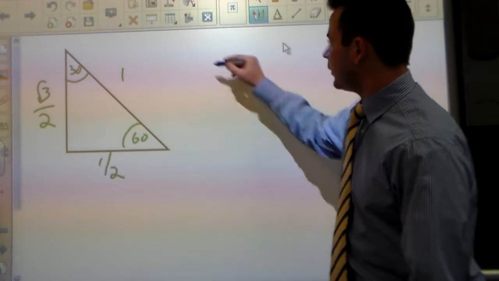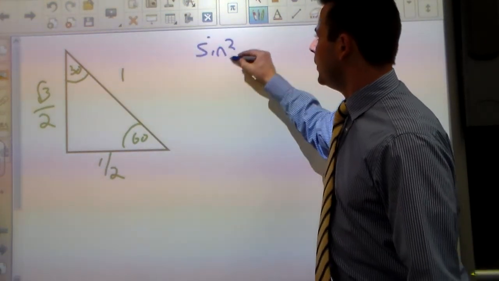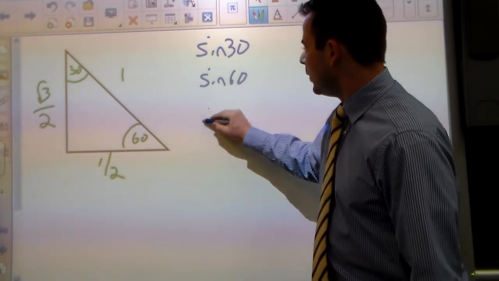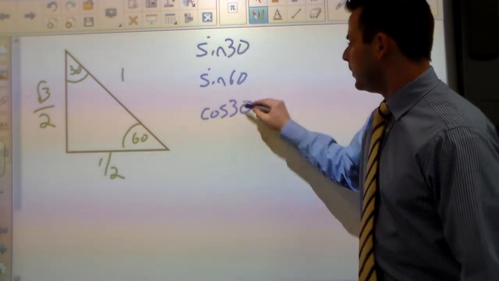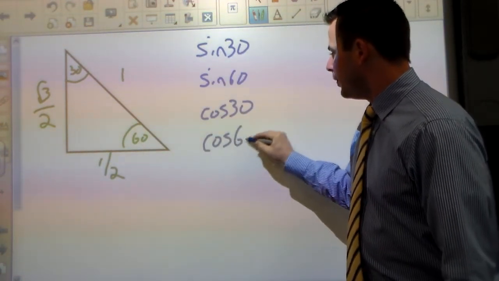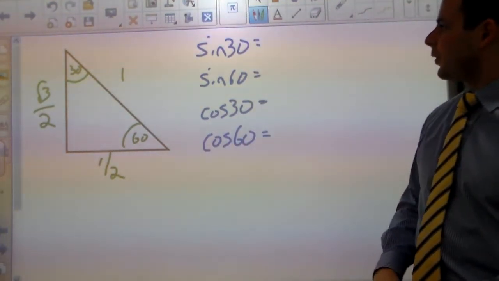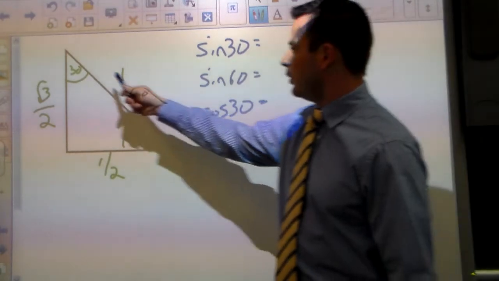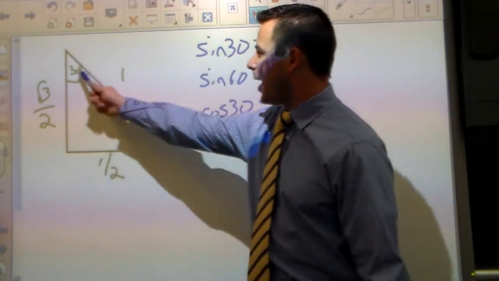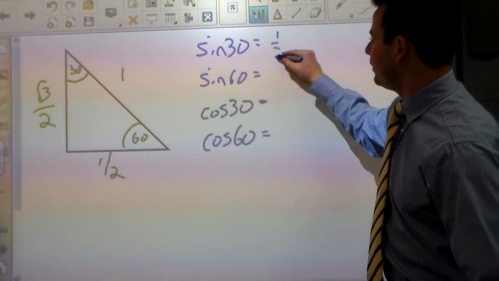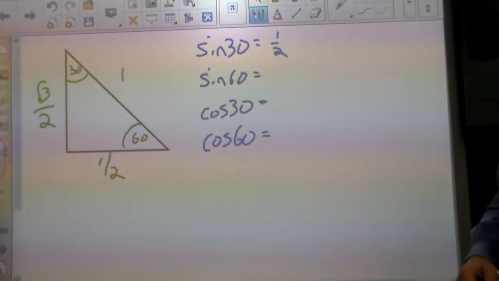So let's calculate the sine of 30, the sine of 60, the cosine of 30, the cosine of 60. Remember that sine is opposite over hypotenuse, so if we're working with 30 degrees, this is the angle we're talking about. The opposite is 1/2, and the hypotenuse is 1. Therefore, sine of 30 is 1/2.